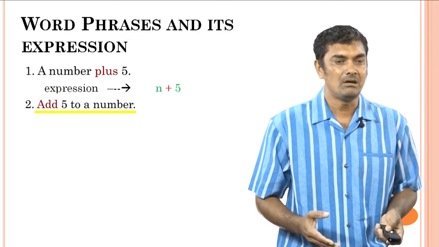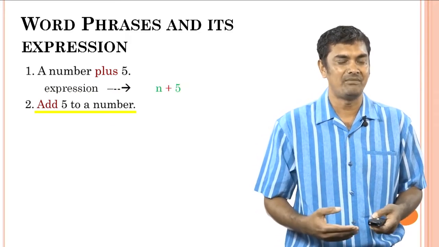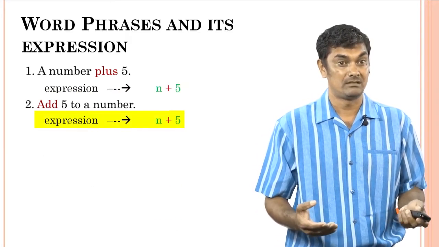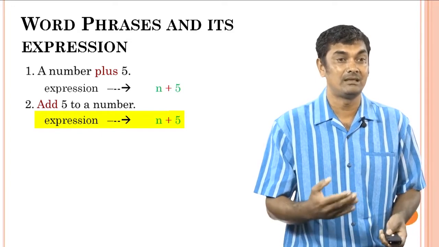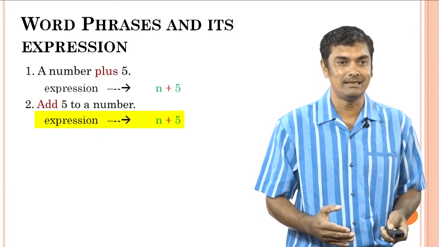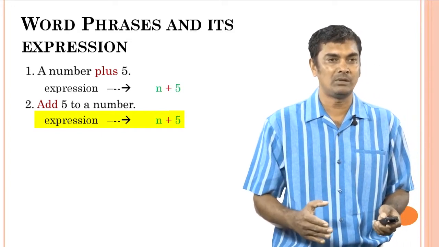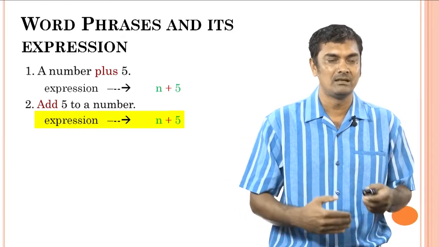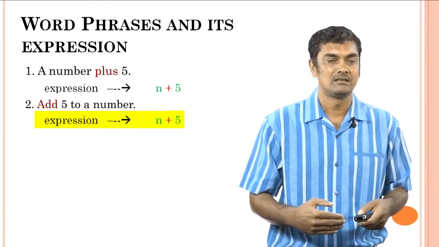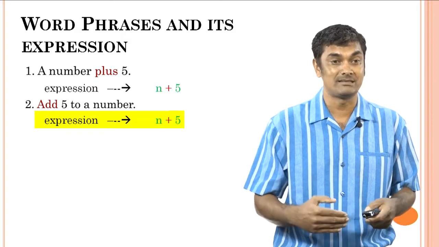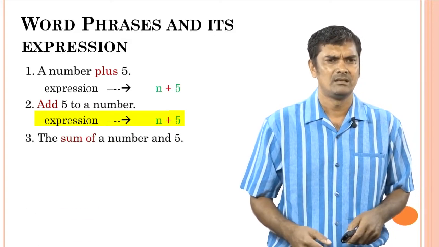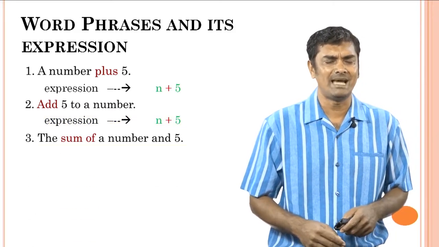Add 5 to a number. What do we mean by add 5 to a number? It could mean n plus 5. The key word there is add again. So these are key terms when we're talking about writing mathematical phrases or when we're translating mathematical phrases. The sum of a number and 5.